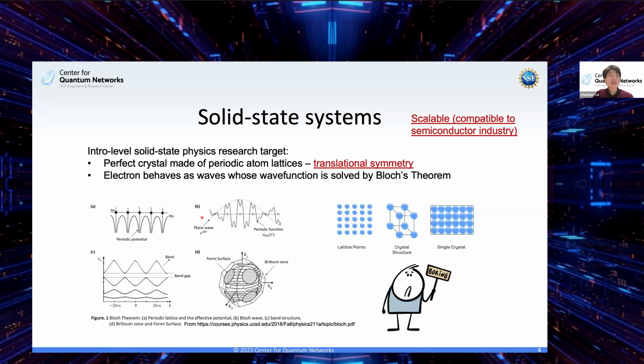By solving this system using quantum mechanics, the Schrodinger equation, and applying Bloch's theorem, you're basically saying that the electron behaves like waves.